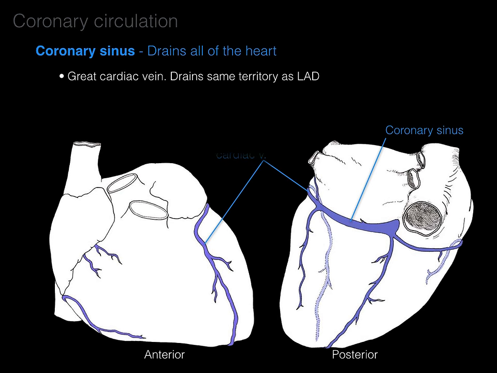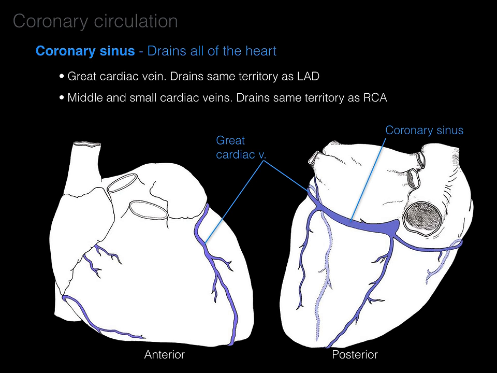Now, the great cardiac vein drains the same cardiac territory as the LAD. So we look at the anterior part of the heart, and there's the great cardiac vein coursing around and joins in the coronary sinus. Then there's the middle and small cardiac veins. They drain the same territory as the right coronary artery. So there's our middle cardiac vein on the back of the interventricular septum, and there's our small cardiac vein along the right margin of the heart.